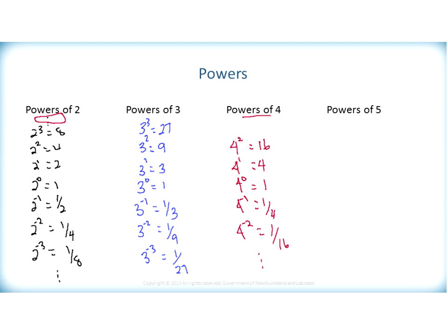Let's have a look at the powers of 5. So we have 5 to the power of 0 is equal to 1. 5 to the power of 1, 5. 5 to the power of 2 equal to 25. 5 to the negative 1 is 1 over 5. 5 to the negative 2 is equal to 1 over 25, and so on. So we have to recall these powers when we're solving exponential equations.